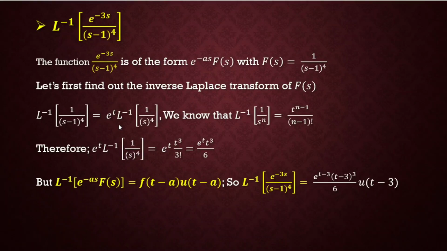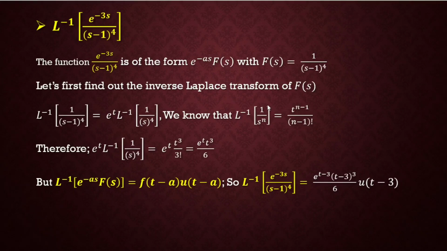So you can go to that video and watch it and clarify your doubts. So Laplace inverse of 1 by s raised to 4 will be equal to t raised to 4 minus 1 by 4 minus 1 factorial. That is, Laplace inverse of 1 by s raised to n is equal to t raised to n minus 1 by n minus 1 factorial.